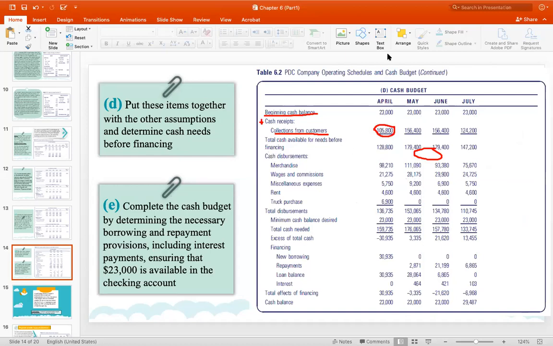Now we have to compute the total cash available for needs before financing. This means that you should add the beginning cash balance, the money we have at the start of the month, plus the collections from customers, the amount of money that we have collected from our customers. So we will have the total cash available for needs before financing. We have this one plus this one, and we should have $128,800, right? Now we will subtract the cash disbursements, how much we paid in cash.